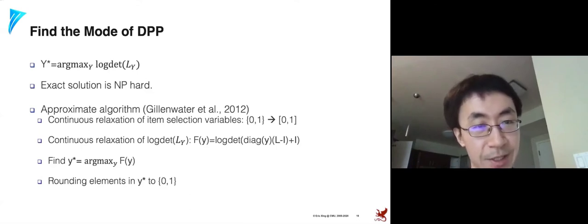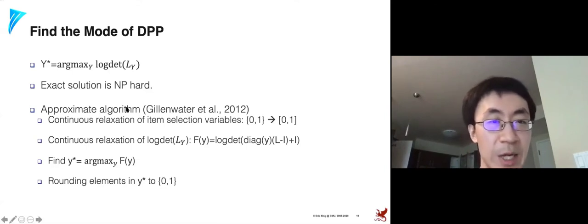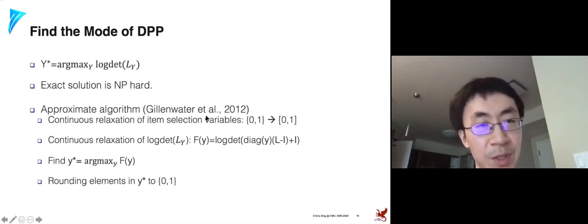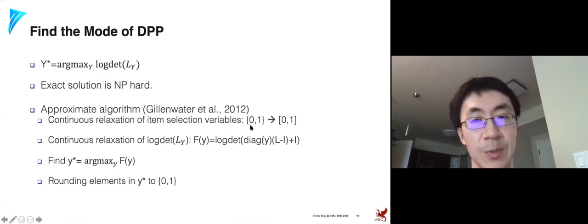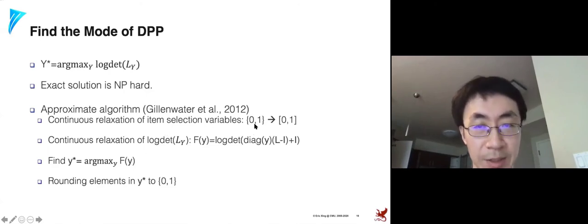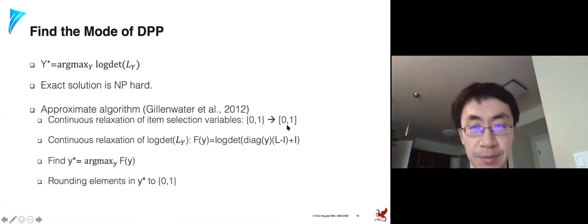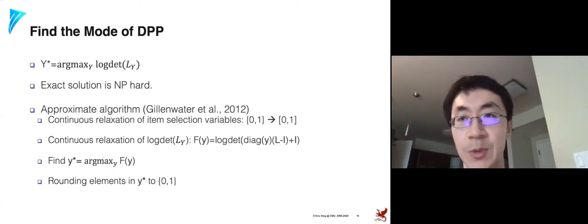The idea is simple. We first do a continuous relaxation of the item selection variables. In the hard selection, it's either 1 or 0, where 1 means the item is selected and 0 means it's not selected. In the continuous relaxation, we relax this 0-1 selection into a probability between 0 and 1. The larger this probability is, the more likely the item is going to be selected.